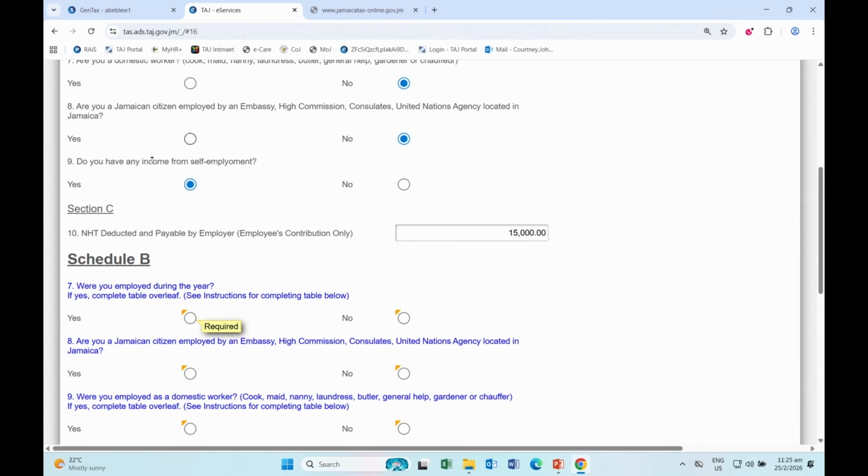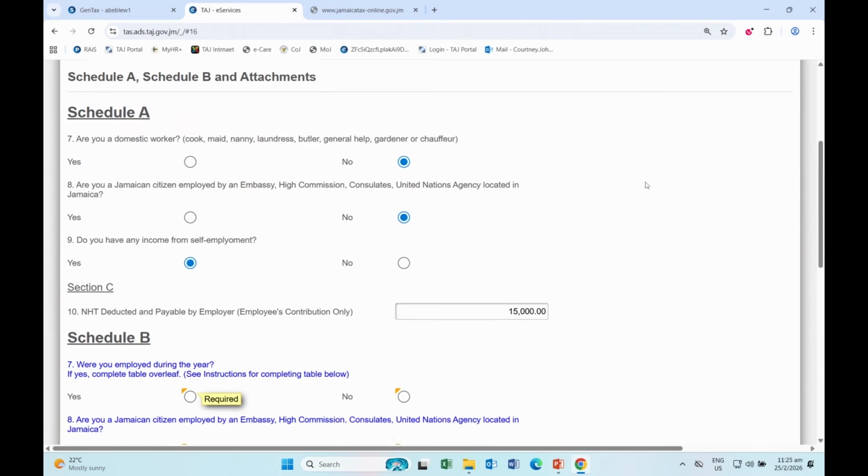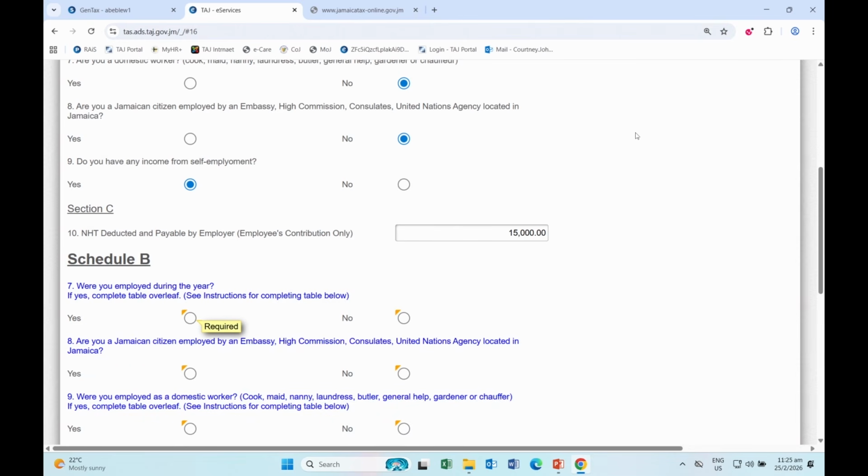Right. Now that completes Schedule A. So that's the NHT schedule just completed. Schedule B for NIS. Were you employed during the year? Yes, he was. Now, as a requirement, when there is employment, the table for the NIS has to be completed. So to complete the table, you will click on the hyperlink.